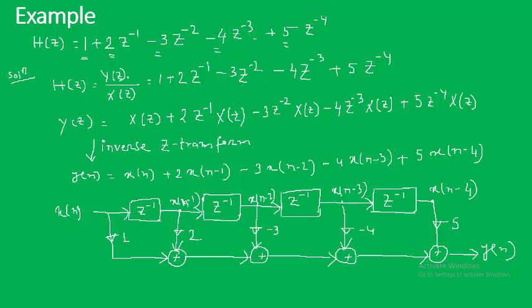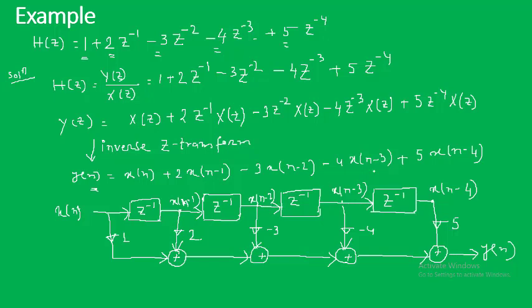H of z we are representing as Y of z by X of z, and then this polynomial, and if we cross multiply it, we get these terms. Then we can take the inverse z transform. So in time domain we get this particular expression. Now if we convert it to the realization or the filter structure, we have a delay line.